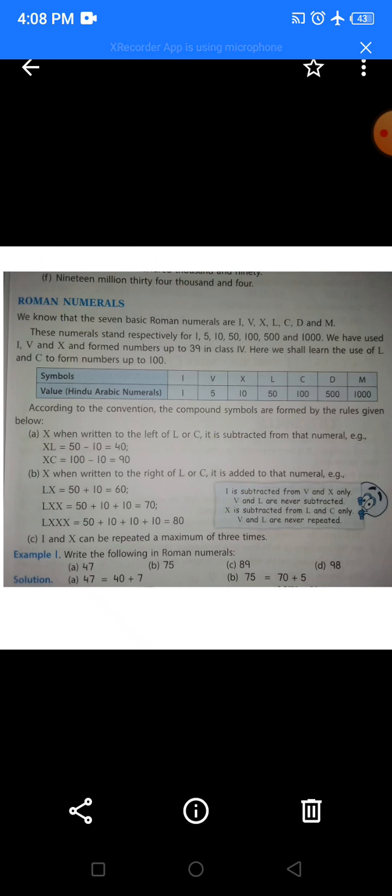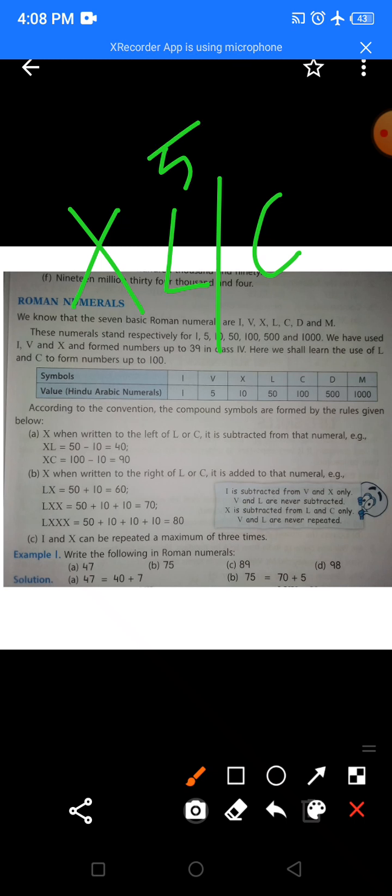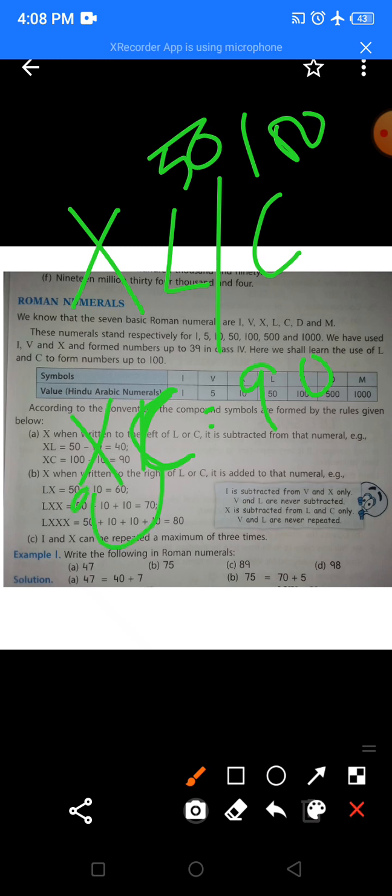So whenever a numeral is written towards the left, it will be subtracted from the number, be it L or be it C, that is, be it 50 or be it 100. If 10 is written like this, it means it is 90, because this is 100 and when 10 is written on its left, you will subtract it. So this is the first point.